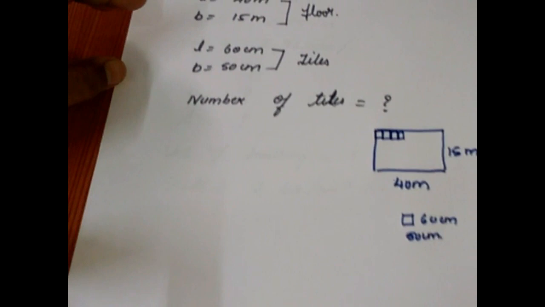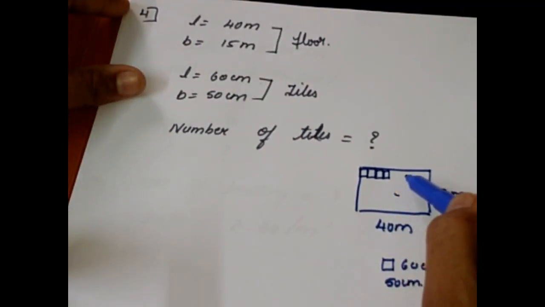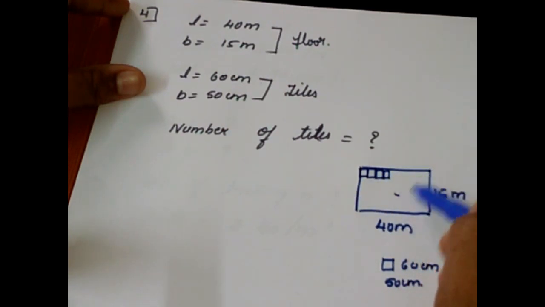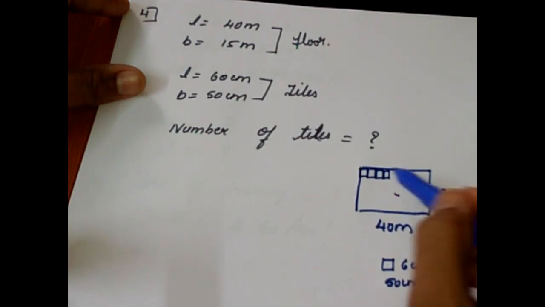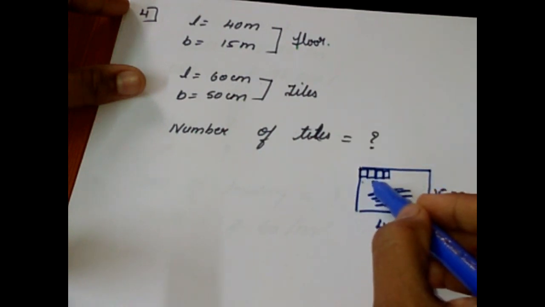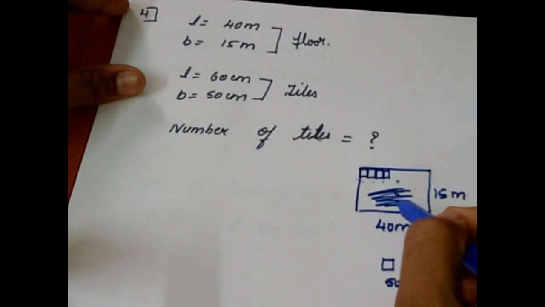Now what we need to do here, they have asked us to find out the number of tiles. How many tiles are required to cover this area? Area means the region bounded inside the perimeter. So this is my boundary, this portion is my area, and for this area the tiles are replaced. So how many tiles are required?